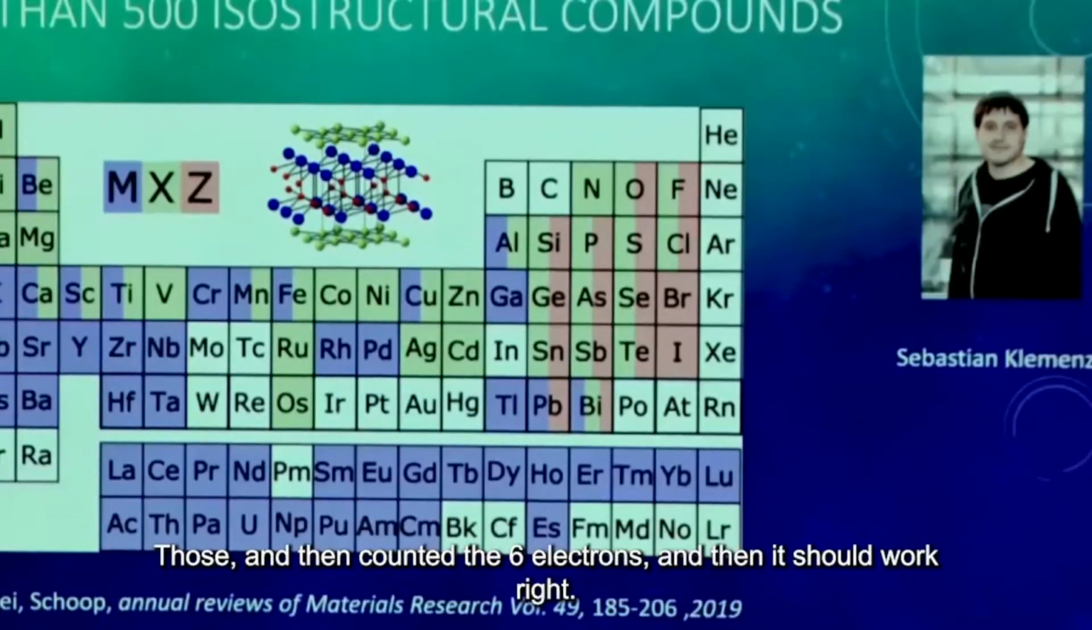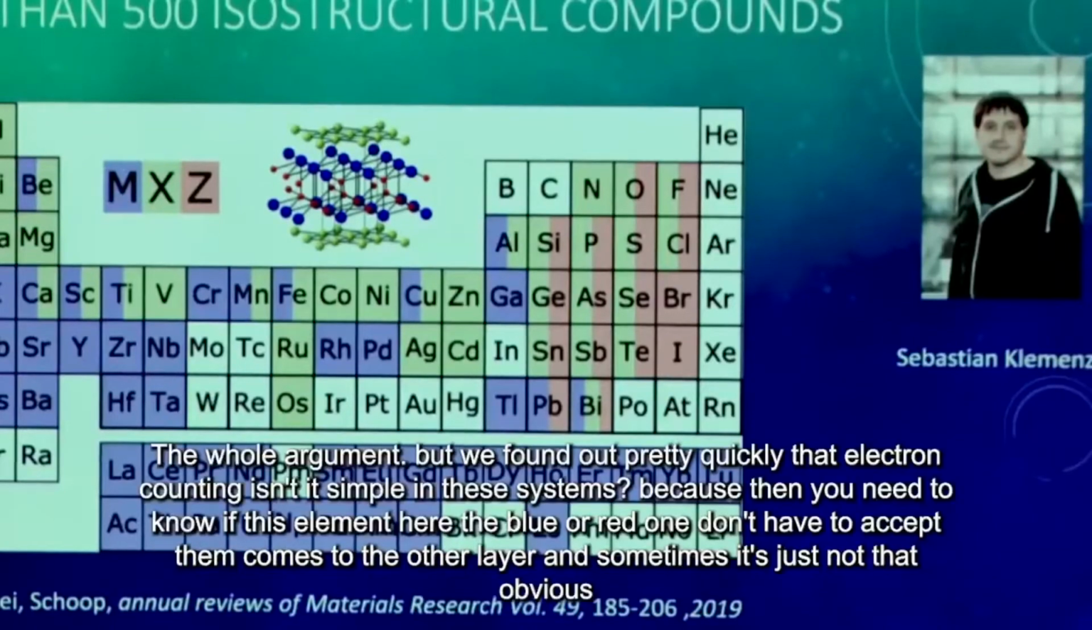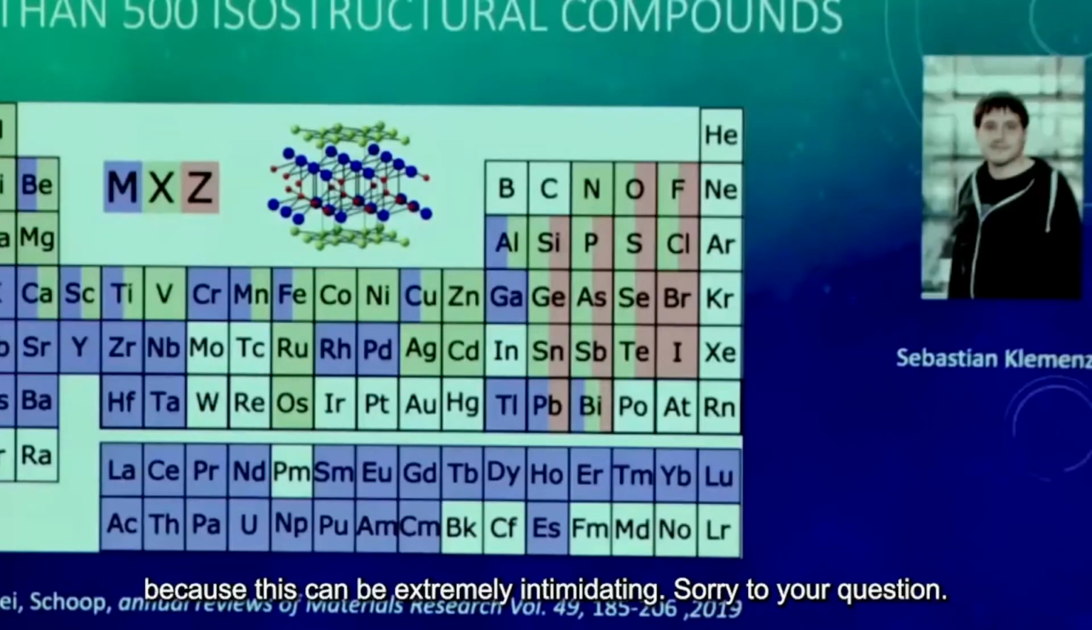So first we thought maybe we just sort out everything with p orbitals and then count if there are 6 electrons, and then it should work, right? That was the whole argument. But we found out pretty quickly that electron counting isn't that simple in these systems, because you need to know if this element here, the blue or red one, donates or accepts electrons to the other layer. And sometimes it's just not that obvious because these can be extremely intermetallic.